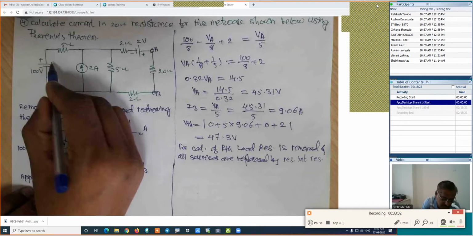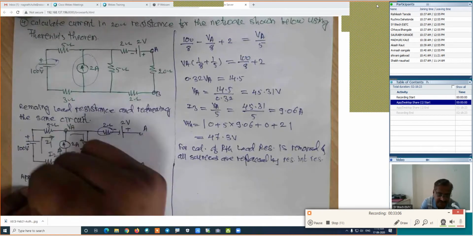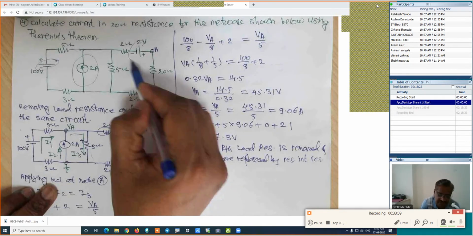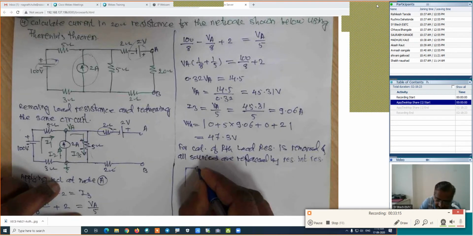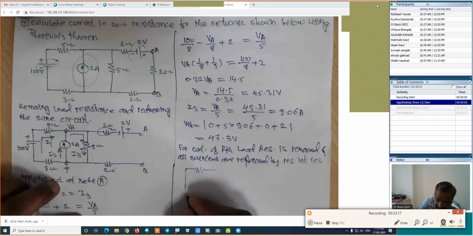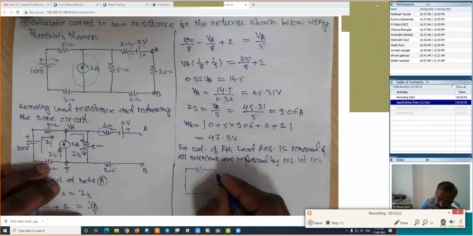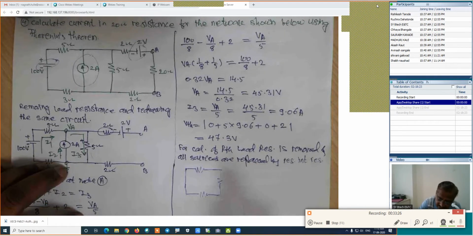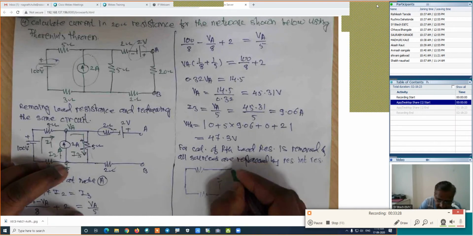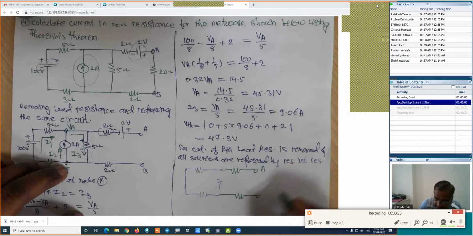This is the voltage source. Its internal resistance is 0. This is the current source. Its internal resistance is infinite. This is the voltage source. Its internal resistance is 0. This figure will be something like this. There is one resistance. This is another resistance. This is the third resistance, which is here. And this is the next. And this is the A point and this is the B point.